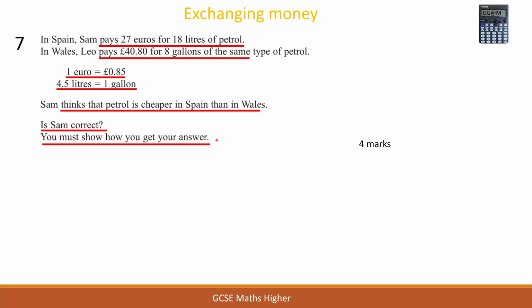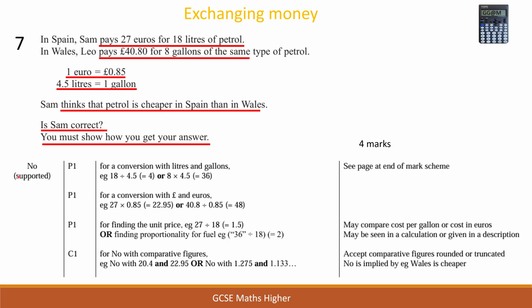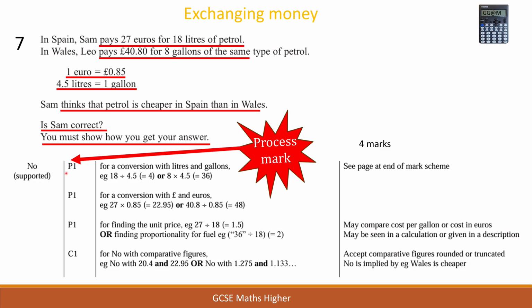So what answer you should have got? You should have got the answer no, and supported means you must show your working out. These P1s, these are all process marks, so there are 3 process marks here. C1 is a communication mark for the final answer, saying no and giving the correct reason with the figures. So you can see the figures down here. Make sure you give the correct reason, otherwise you will not get the full marks in the exam.